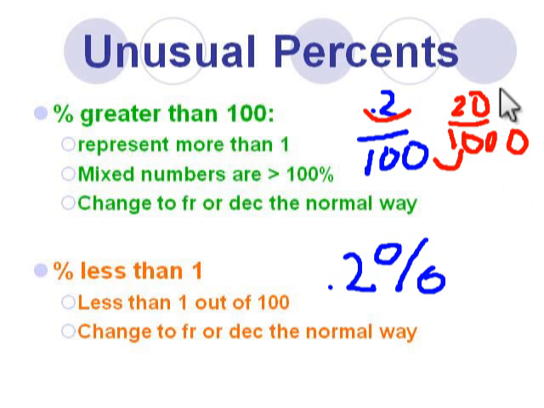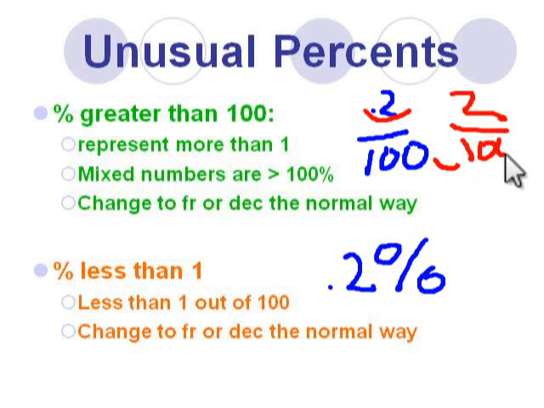Before I completely go away, I made a mistake here. I want to apologize. This 0 does not belong. So it should be 2 out of 1,000. Let's get rid of that. So 0.2 becomes 2 out of 1,000, not 20 out of 1,000. 2 out of 1,000. This 20 out of 1,000 would be 2 out of 100, and that's not right. Sorry about that.